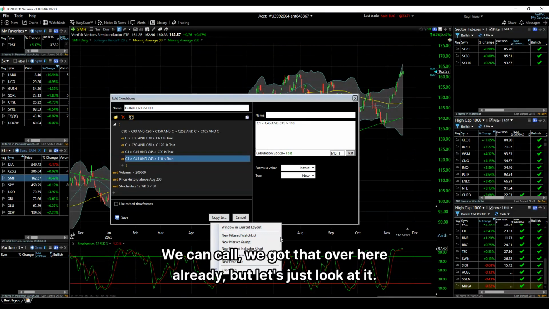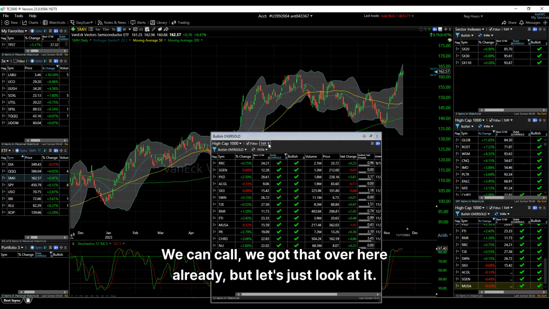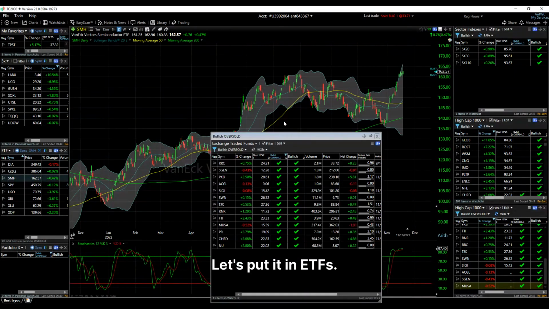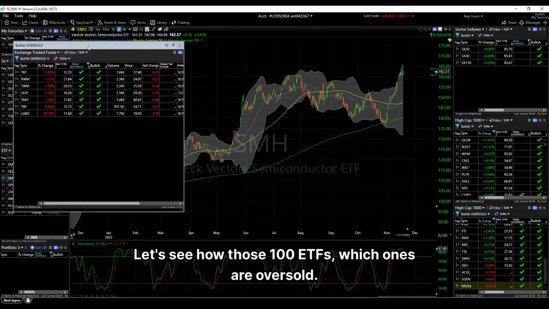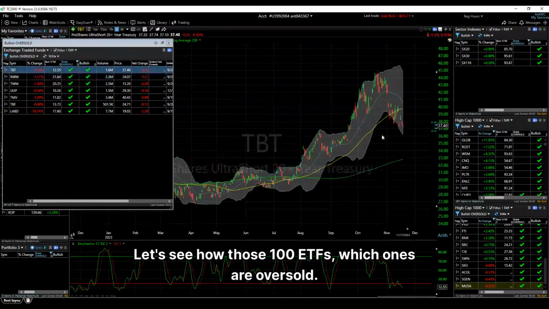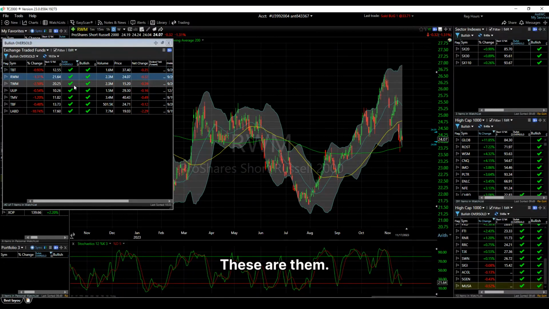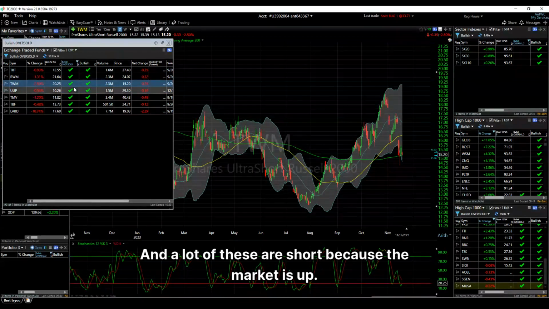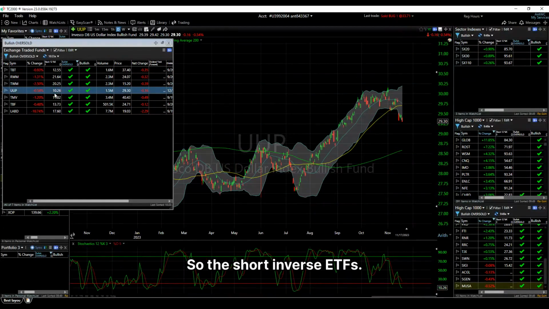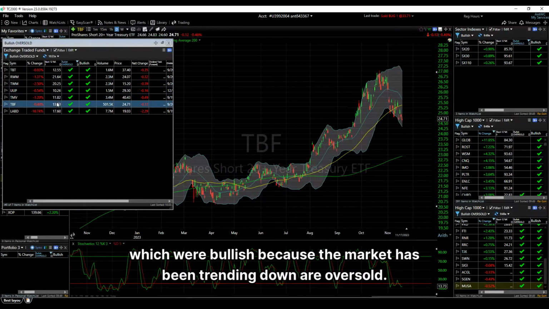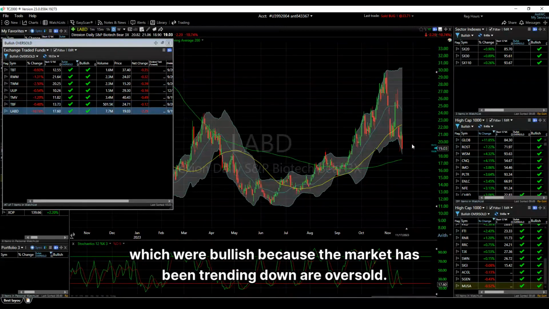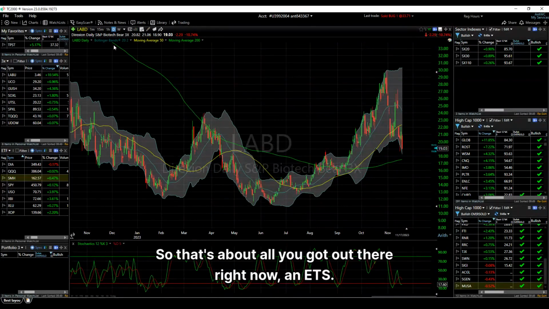Now we have that over here already, but let's just look at it. Let's put it in ETFs. Let's see out of those 100 ETFs, which ones are oversold. These are them. And a lot of these are short because the market is up. So the short inverse ETFs, which were bullish because the market has been trending down, are oversold. That's about all you've got out there right now in ETFs.